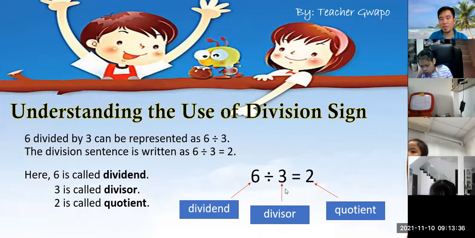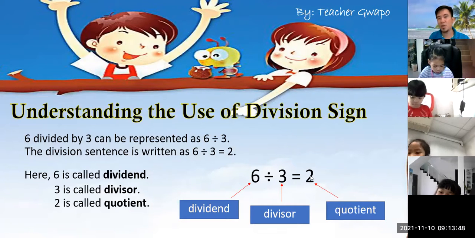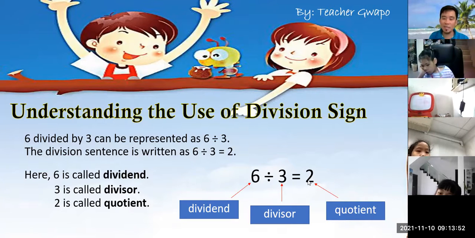And the number 3 is called the divisor. 6 is the dividend, 3 is the divisor, and this symbol is called equal, or equal to. And the number 2 is called the quotient. Quotient is the name for the answer of division.